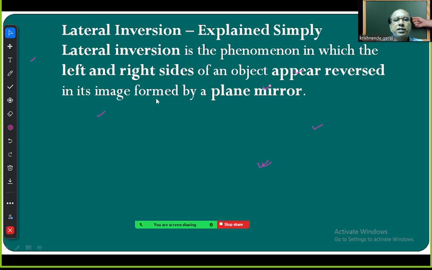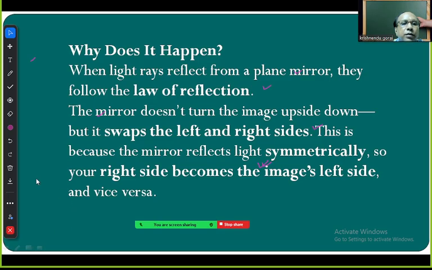object appear reversed in its image formed by a plane mirror. Right? That is, left hand will be shown as right hand and right hand will be seen as left hand, that is lateral inversion. And the next one, why does it happen? When light rays reflect from a plane mirror, they follow the law of reflection. The mirror doesn't turn the image upside down, but it swaps the left and right sides. This is because the mirror reflects light symmetrically. So your right side becomes the image's left side and vice versa. This is what we call symmetrical, right?